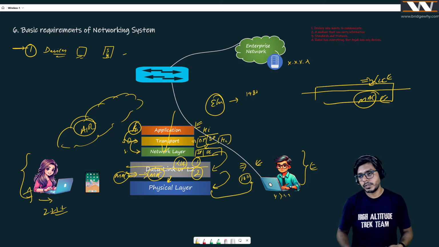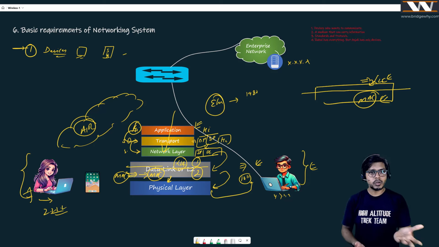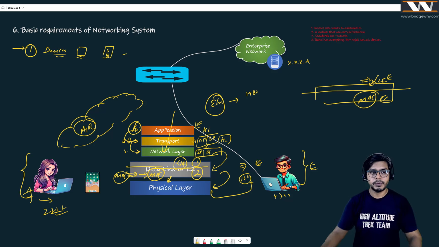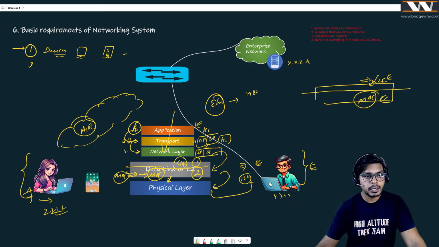And you must be thinking, Mr. Vishnu, what is this? This should not be a requirement. We always have the laptop and server. Believe me, this was not the case when we started communication in 1960 or 70, right? We did not have the laptop. Maybe we had some mainframe computers which were just born at that point of time, right? First thing first, devices should be there. Second thing, a medium should be there.